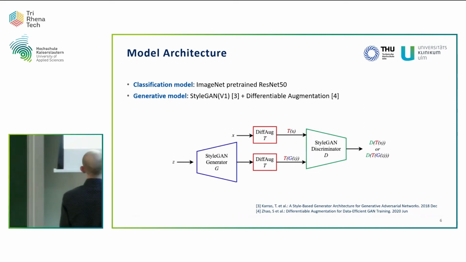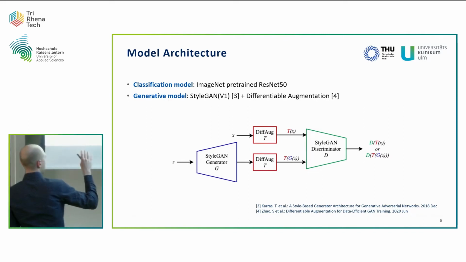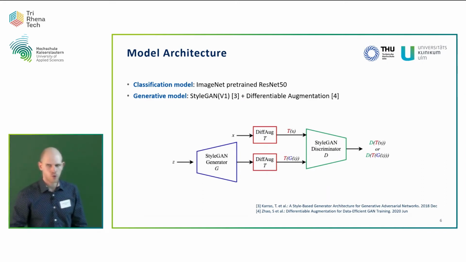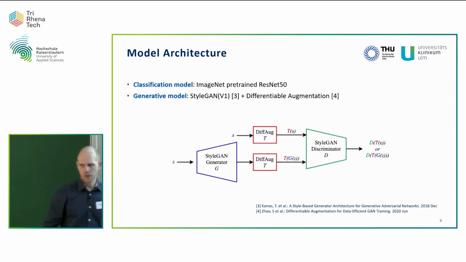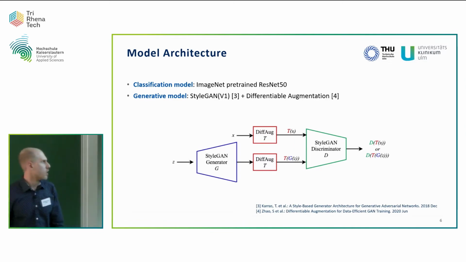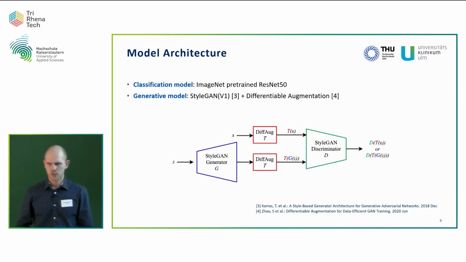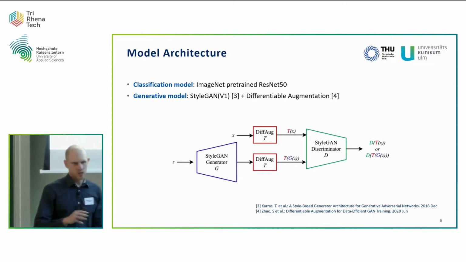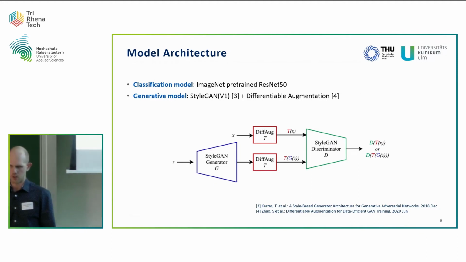And the generative model that we use, which is much more interesting, is a StyleGAN version 1. And we use differential augmentation with it. This is from a very well-written paper from last year from MIT. Differential augmentation is an awesome thing here because it works very well on small amounts of data. So this makes training the GAN actually possible. Without it, it doesn't work. I can show you some images later on if you like.